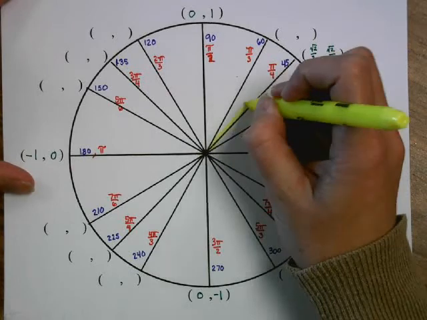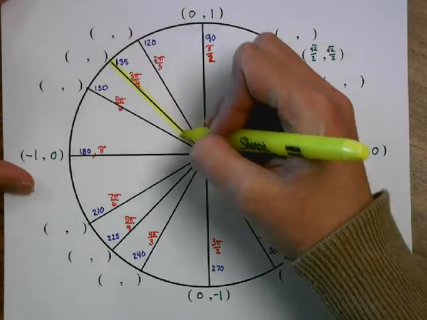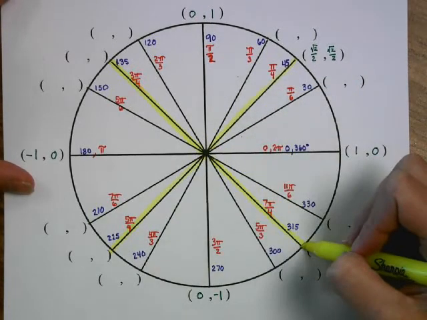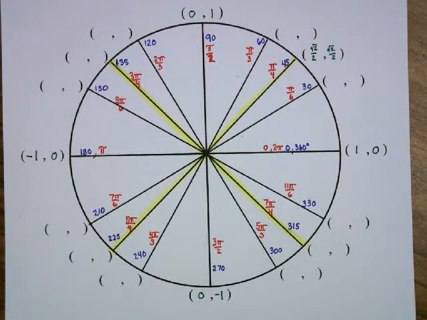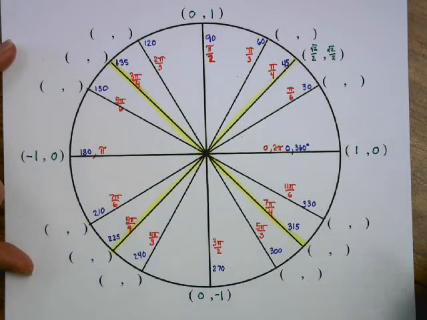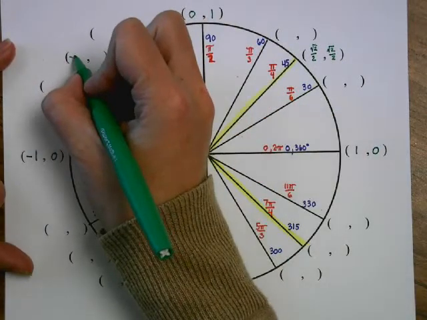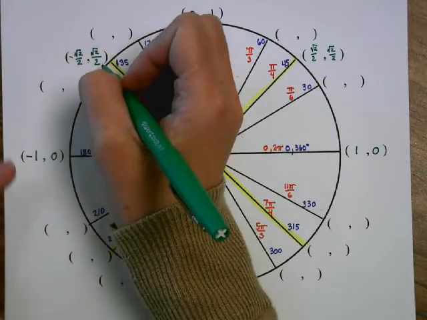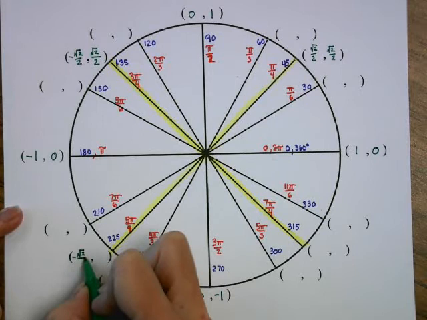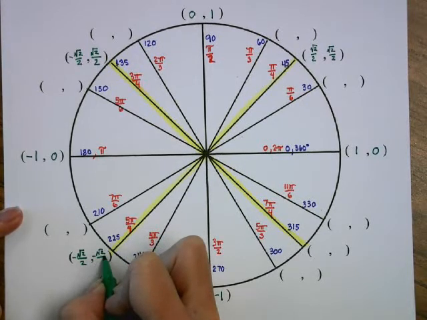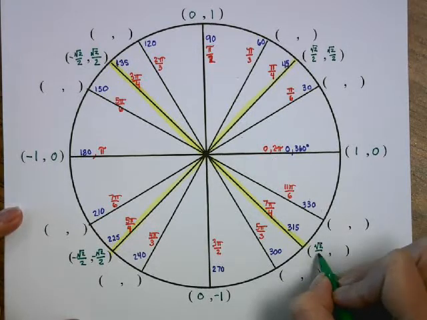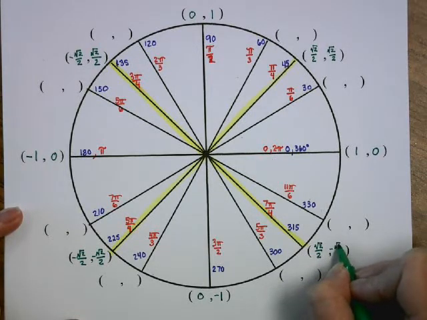So that's going to be 45, 135, 225, and 315, because they're going to have the same x distance and y distance, it's just they're going to be in different quadrants, so we need to match that. So this is going to have a negative x value of root 2 over 2, a positive y value. Down here they're both going to be negative. Here we have a positive x and a negative y.